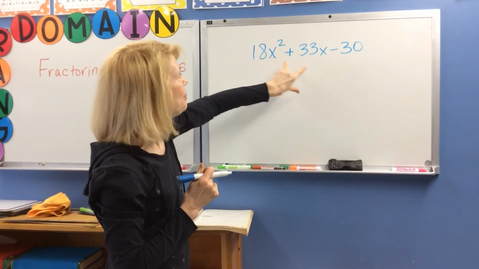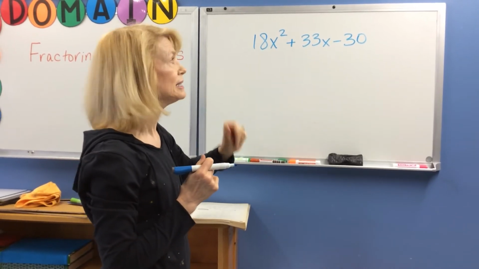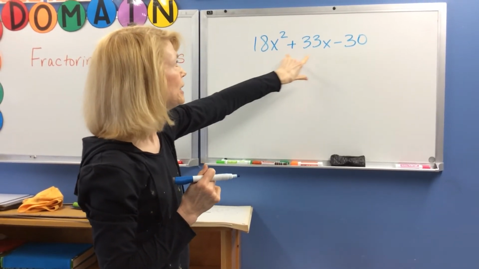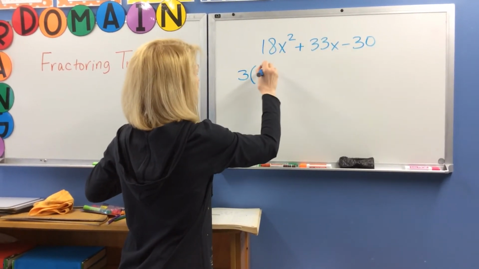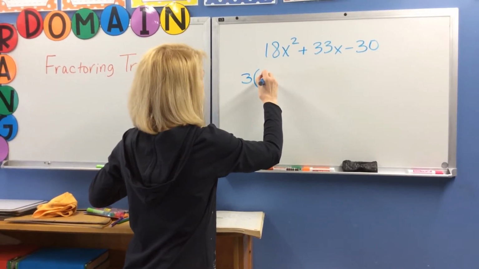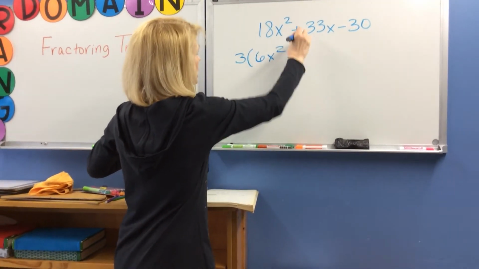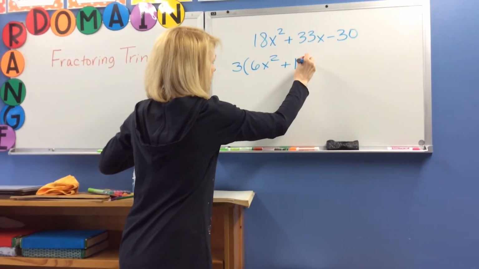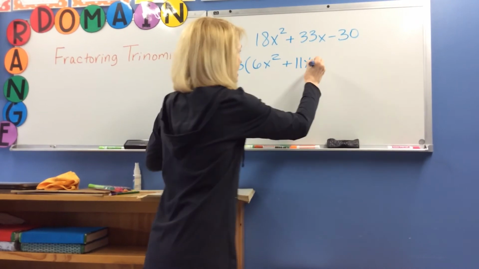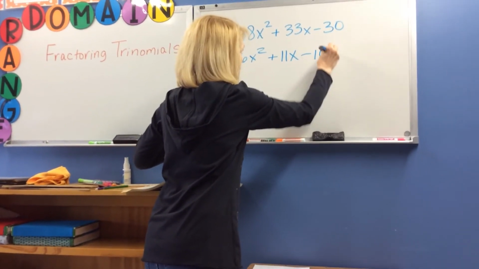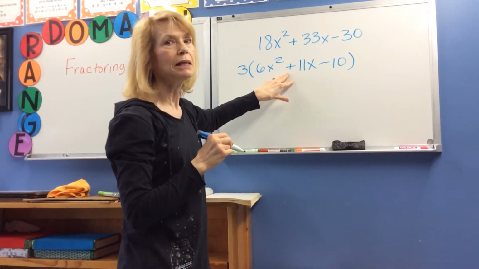And so I've got 18, 33, and 30. So my common factor for those three is 3. So I'm going to take 3 out of each of these. So I've got 3 times 6 is 18, 6x squared, 3 times 11 is 33, 11x, and 3 times 10 is 30, minus 10. Okay, now I can deal with this trinomial, and it's going to be a lot easier.